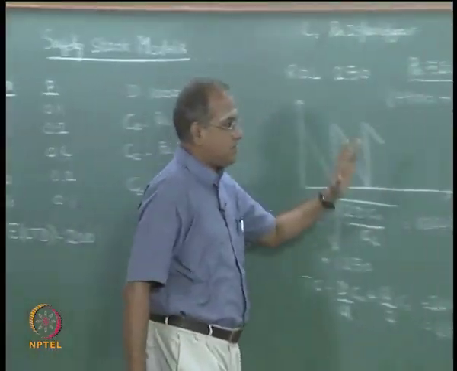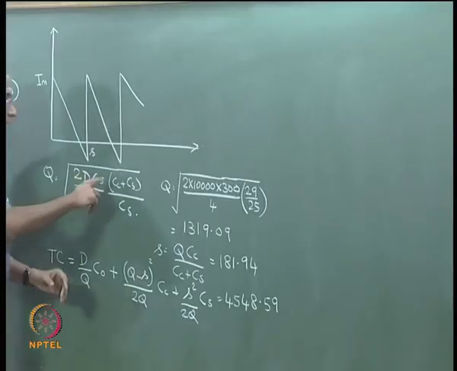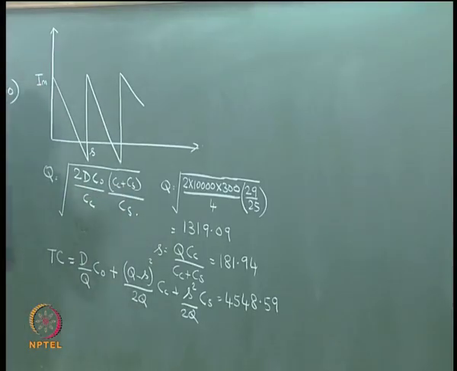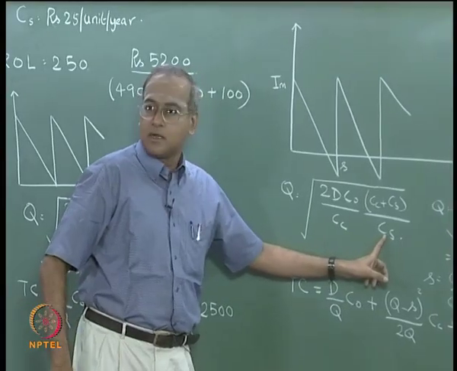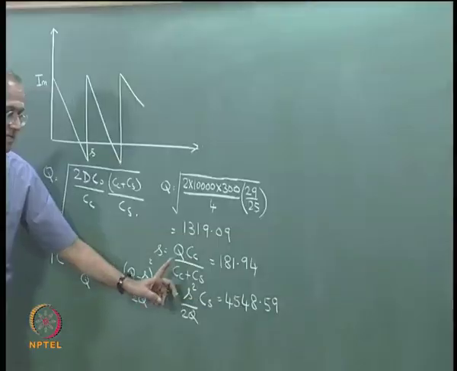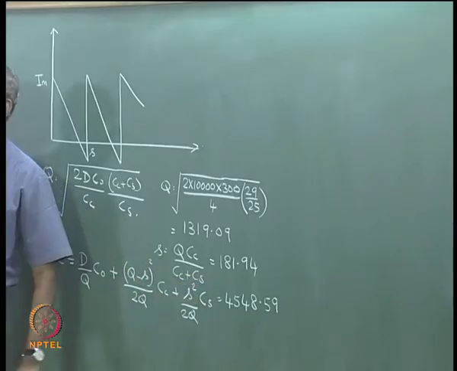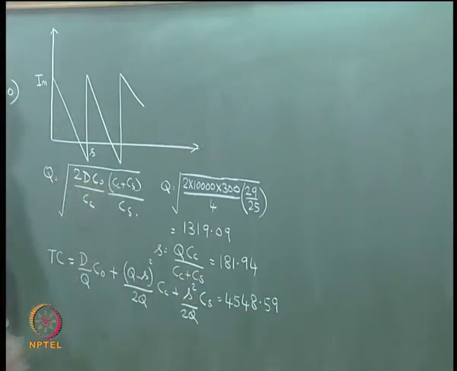Whereas when we derived this, we have conveniently defined Cc and Cs to have the same unit, so that we could have (Cc plus Cs) by Cs coming here, we could also have Cc by (Cc plus Cs) coming here. So Cs is defined here as rupees per unit per year.